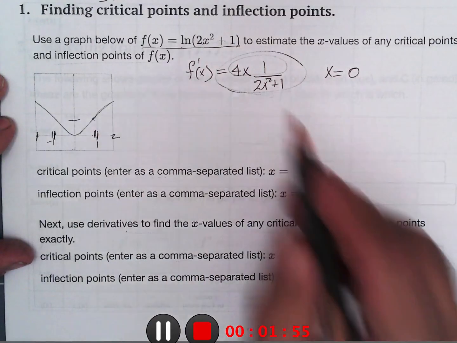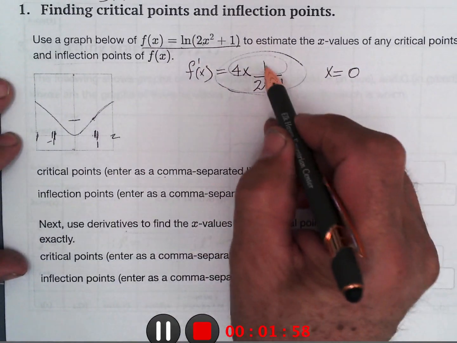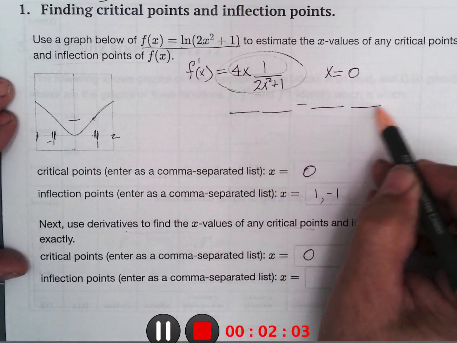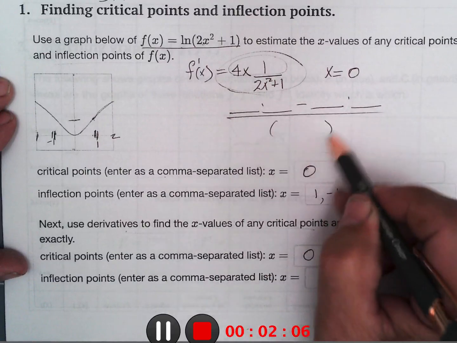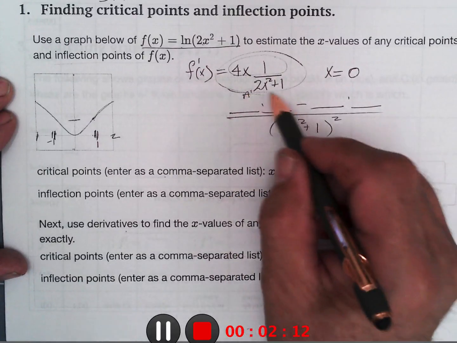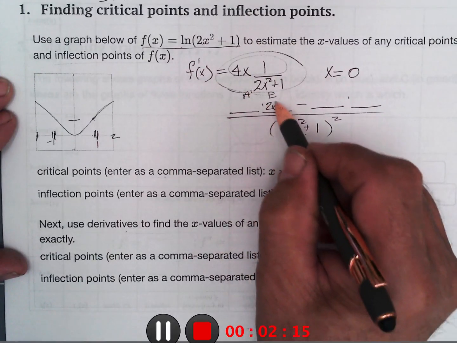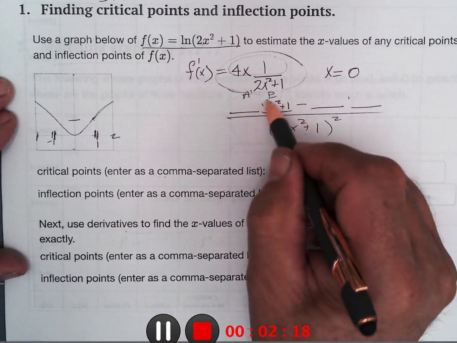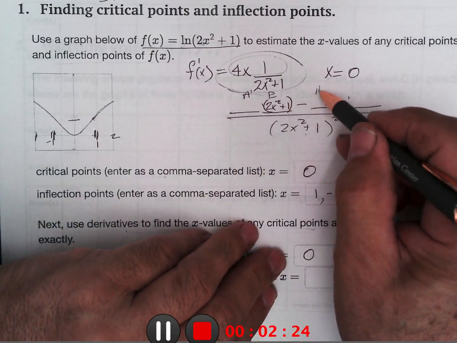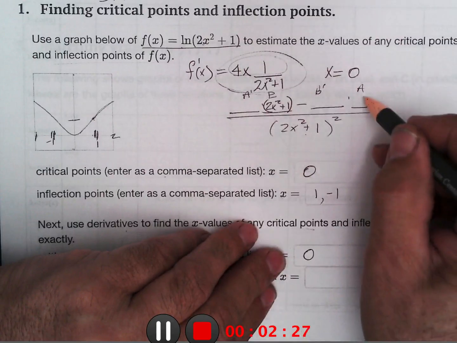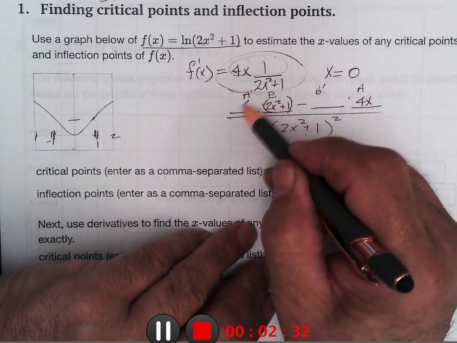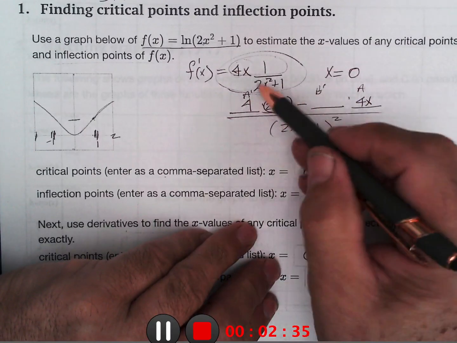Now let's take the derivative again. So we have 4x over this, so we have to do the quotient rule. A prime times b, where b is 2x squared plus 1, minus b prime times a, where a was 4x. So I got all the easy parts. Derivative of the numerator, derivative of 4x is 4. Derivative of the denominator is 4x.